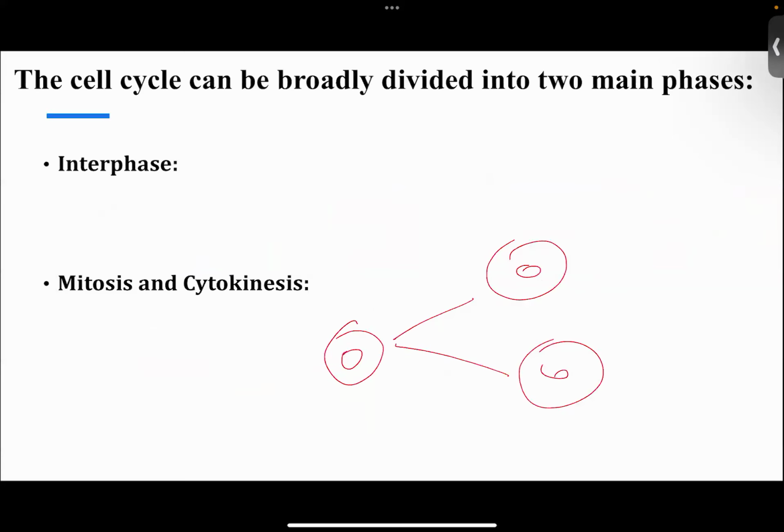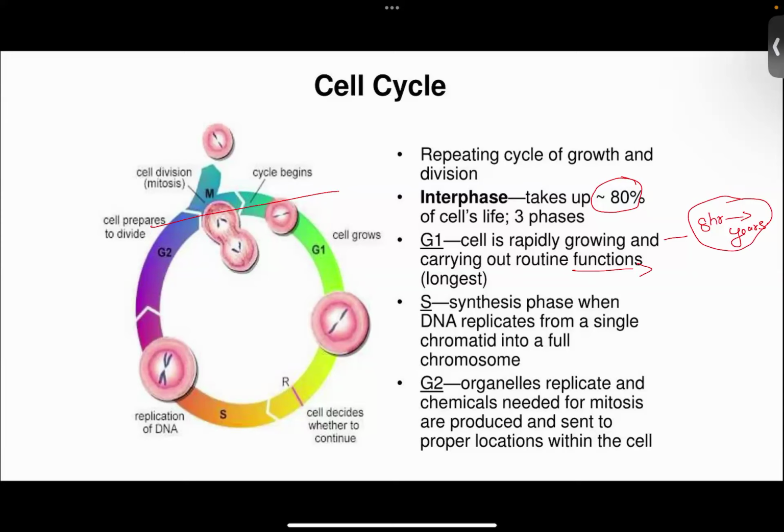So what happens, there will be more organelles formed, cells will have more organelles. And also they will start forming enzymes, certain enzymes or certain proteins that are required for DNA replication. So, if you're doing the cell cycle, which phase do most of the cells exist in? Among these phases, you can say it is G1 phase. Most of the cells exist in G1 phase, because this is the longest phase of the cell cycle.